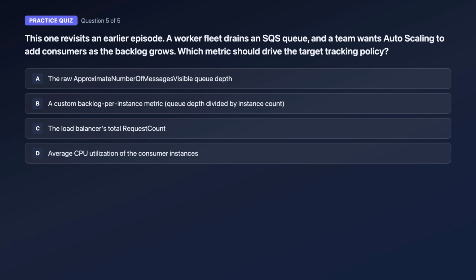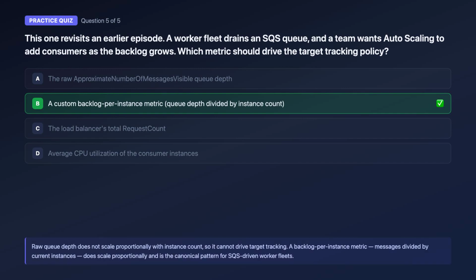A. The raw approximate number of visible messages, the queue depth. B. A custom backlog per instance metric, queue depth divided by instance count. C. The load balancer's total request count. Or D. Average CPU utilization of the consumer instances. Pause here if you want more time.